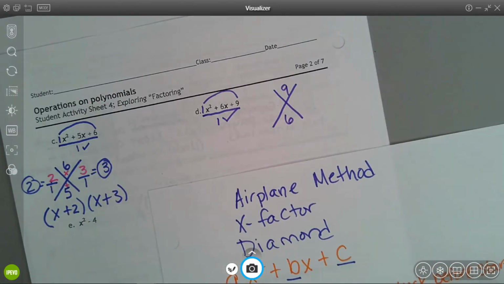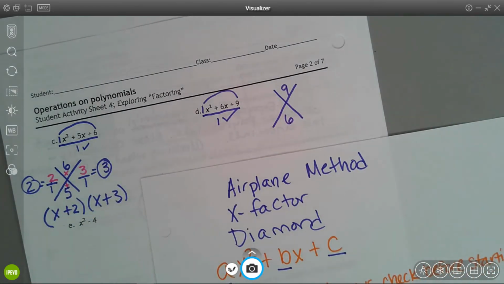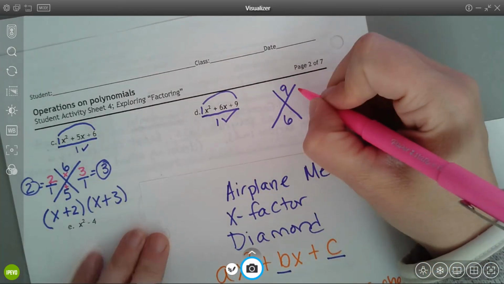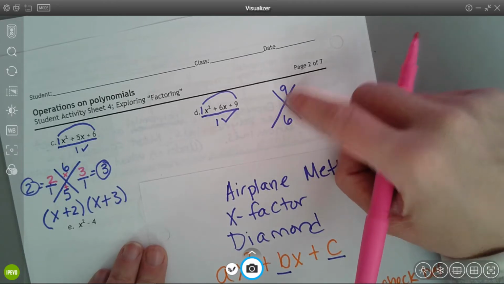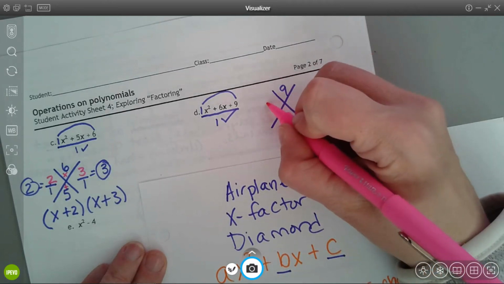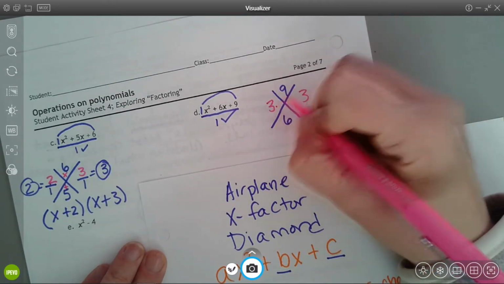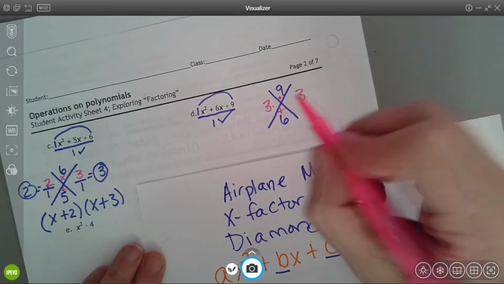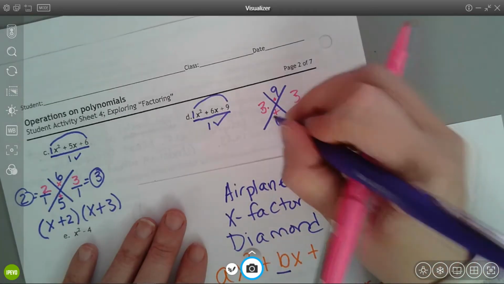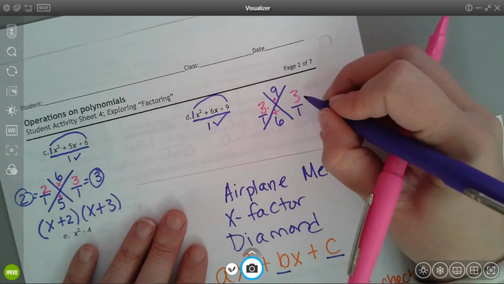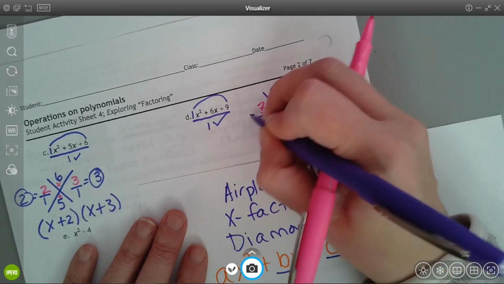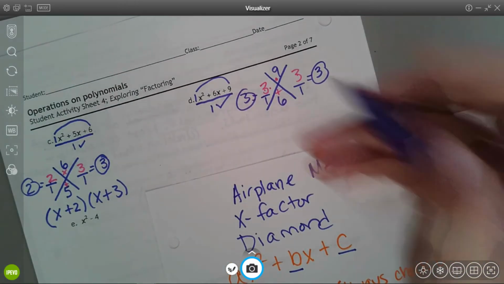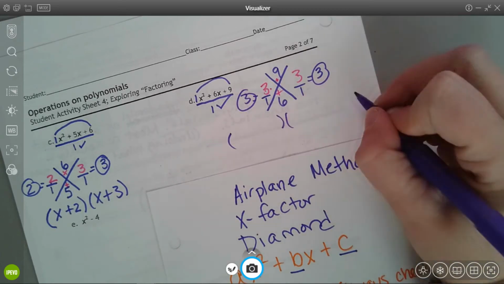My magic numbers, we're looking for two numbers that multiply to make 9, but add to 6. My only numbers that make 9 are going to be 9 and 1. That doesn't make 6. Or 3 and 3. Double check it. 3 times 3 is 9. 3 plus 3 is 6. We're good to go. Divide by our A term. And that simplifies to just a 3. We are good to go there. Ready for takeoff. Let's get this airplane down the runway.